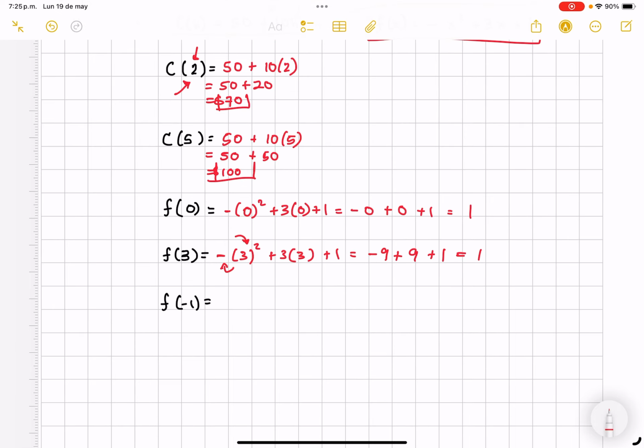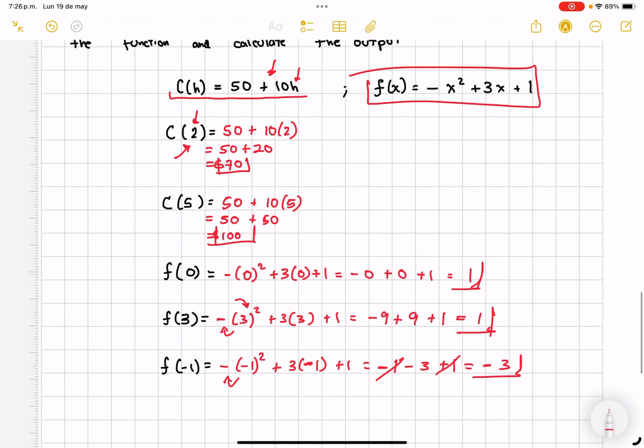Then f of negative 1: negative 1 squared plus 3 times negative 1 plus 1. Okay, negative 1 squared is positive 1. Positive 1 multiplied by this negative is negative 1. Negative 1 times a positive 3 is negative 3 plus 1. So negative 1 with its opposite equals 0, so the result is negative 3. So this is evaluation, okay? This is a function evaluation.